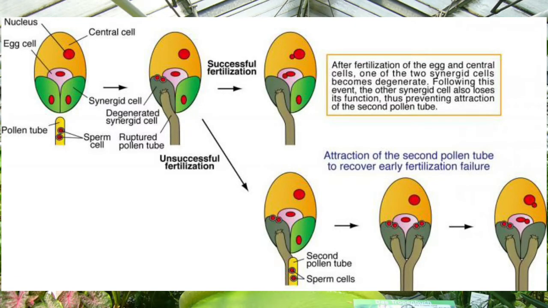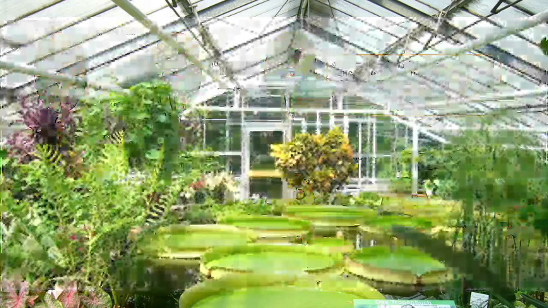After fertilization, the zygote develops into an embryo. The ovary grows into a fruit and ovules grow into seeds. On germination of a seed during favorable conditions, an embryo gives rise to a new plant.